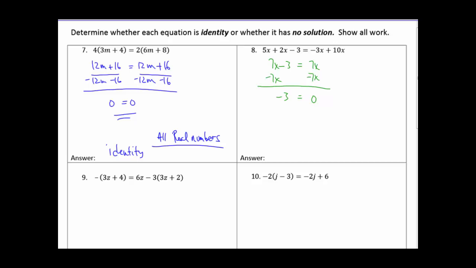So ask yourself, is negative 3 ever equal to 0? The answer is no. So if this is no, and we have no variable, then our answer is no solution. There is no answer that we can plug in for x to get us a true solution. Go ahead, hit pause, do number 9 and 10. We'll check back with you in a few minutes.